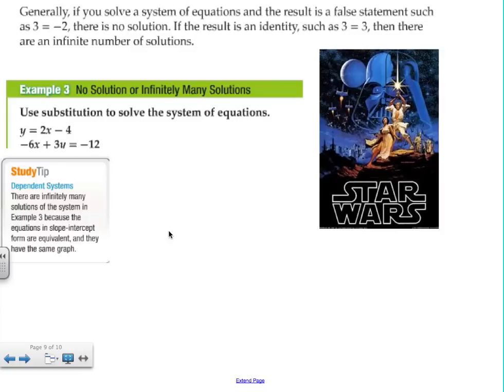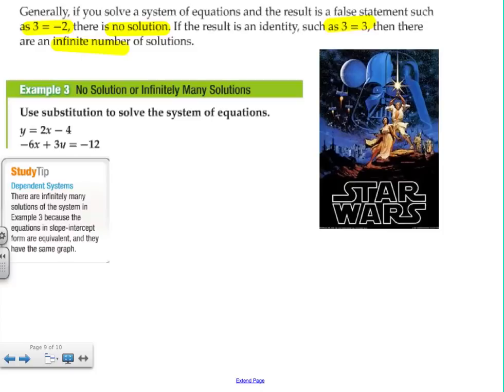Okay. Sometimes if you solve a system of equations and the result is false, such as you get 3 equals negative 2, then that means there's no solution. If you get a result such that 3 equals 3, then it's an infinite number of solutions. So if you get something that's 3 equals negative 2, there is no solution, right? Very similar to no solution or identity set or infinite number for regular equations.